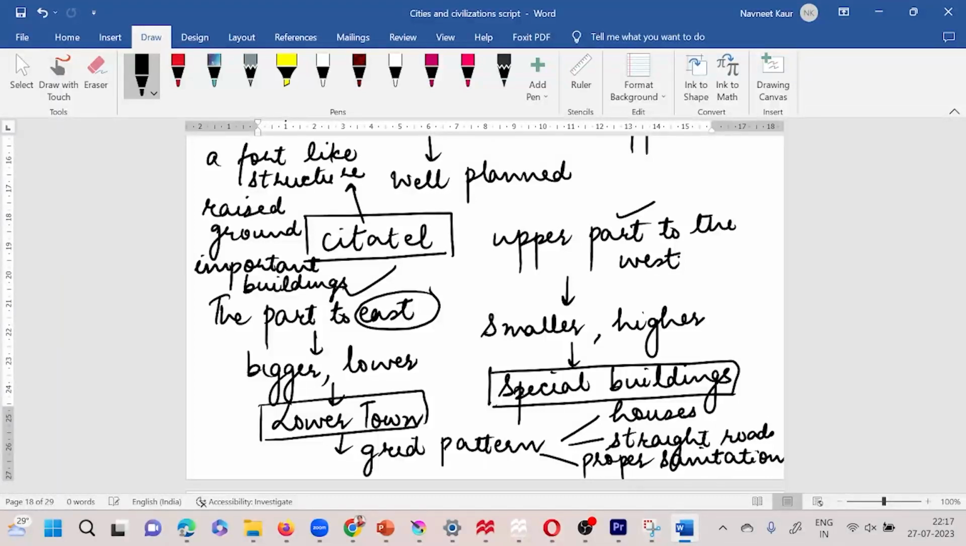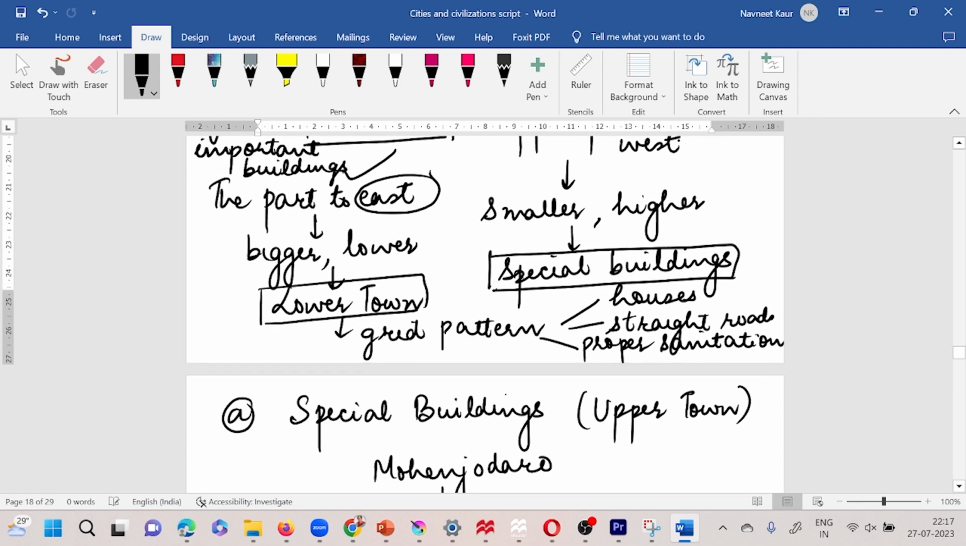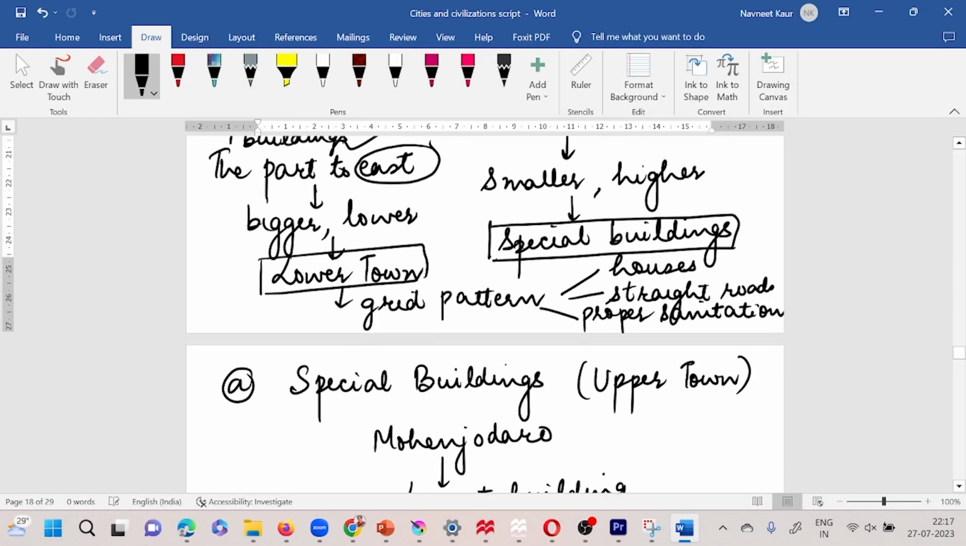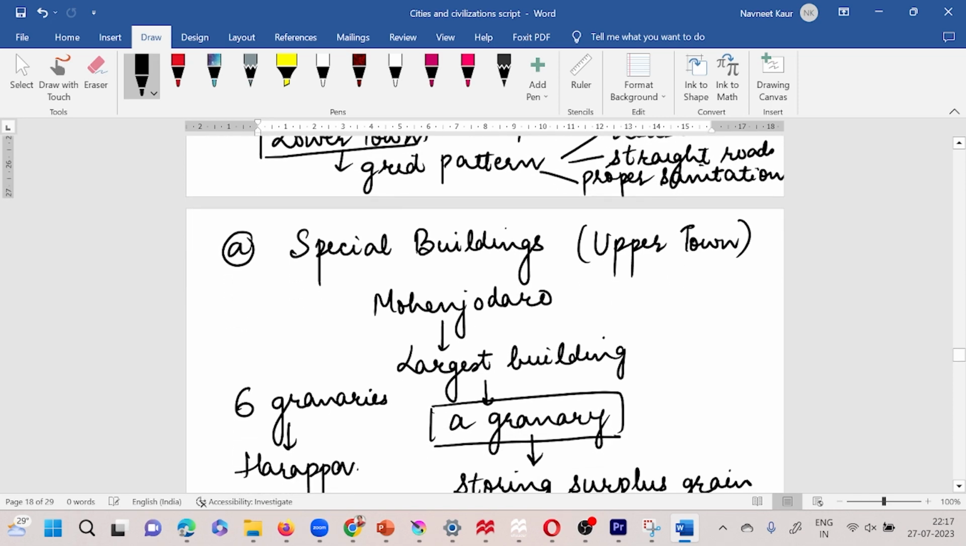So Citadel was a place where some special buildings were located, and the part to the east was bigger and lower, and this was called the lower town, which was laid out in a grid pattern with houses, straight roads, and proper sanitation.